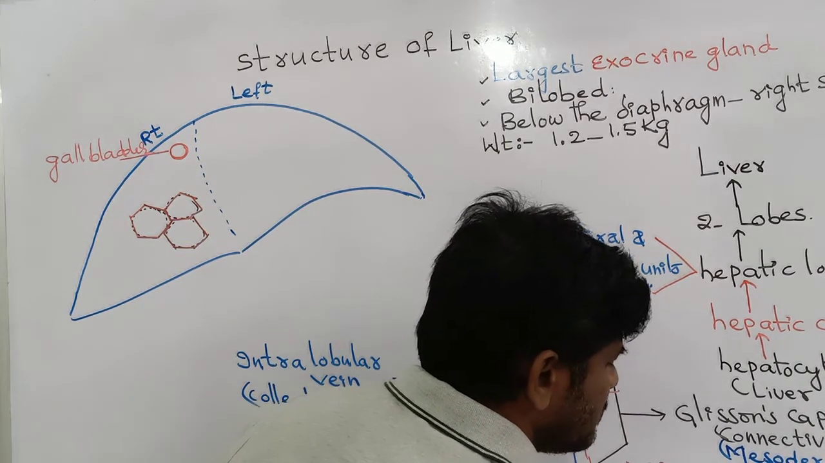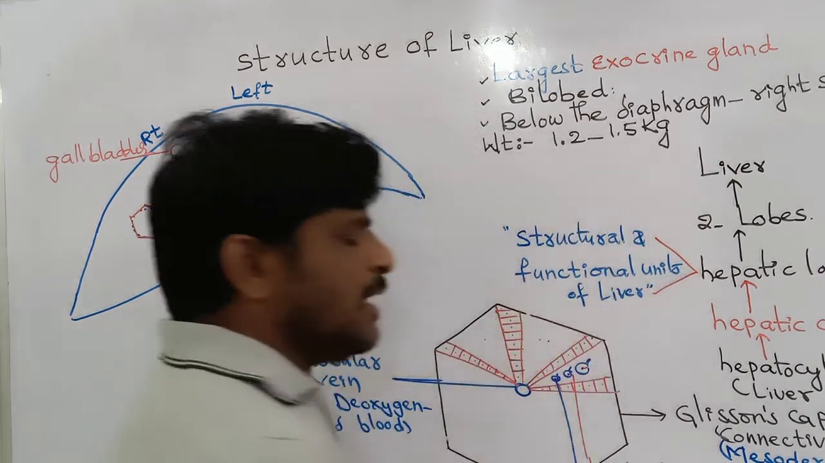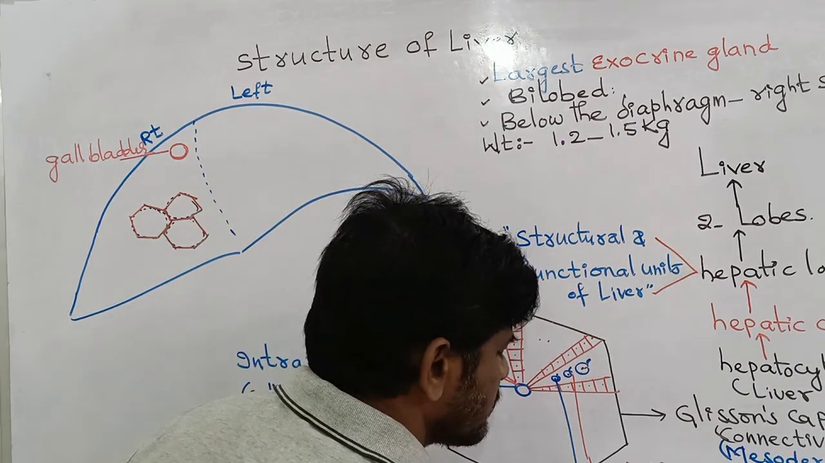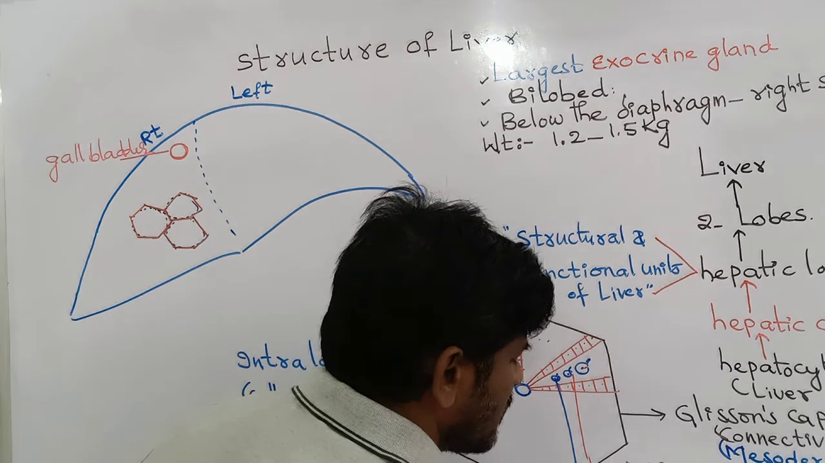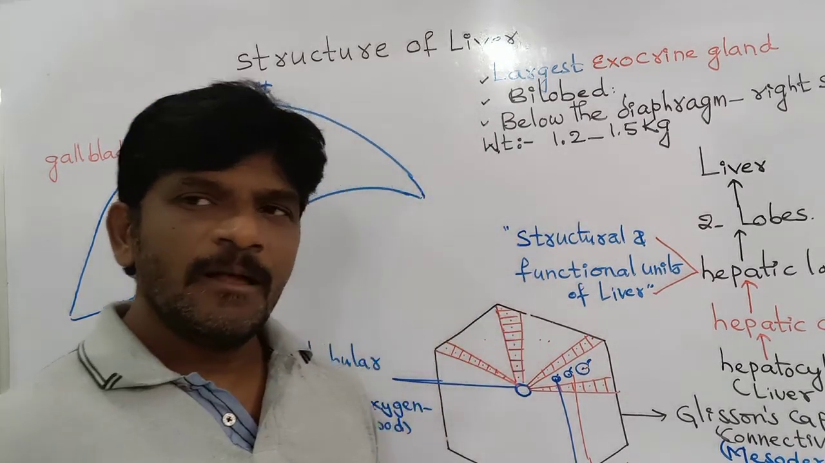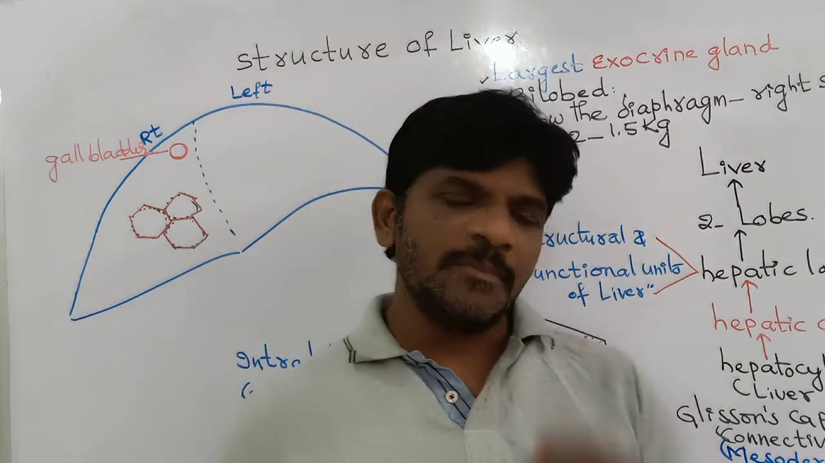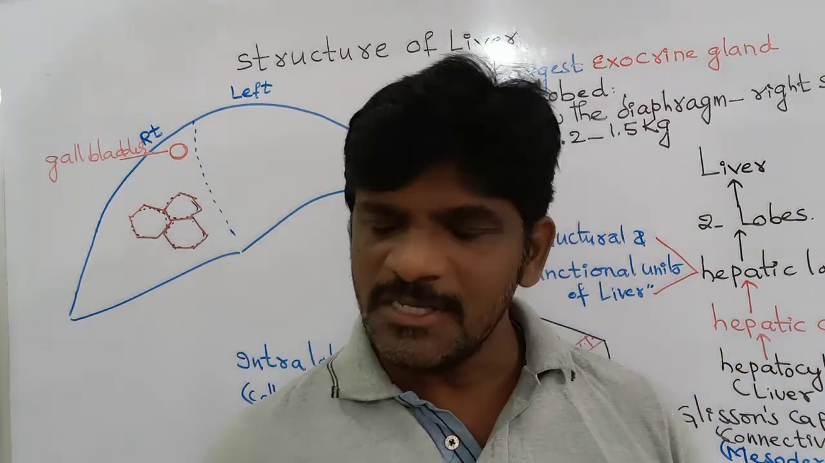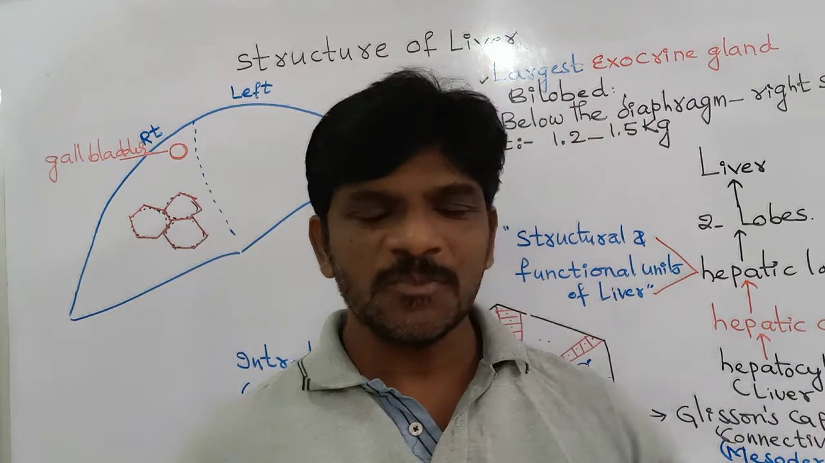Kupffer cells. Kupffer cells are phagocytic cells. Therefore, these phagocytic cells are present in the various parts of the body. As long as they are present in the blood vessel, they are called monocytes.